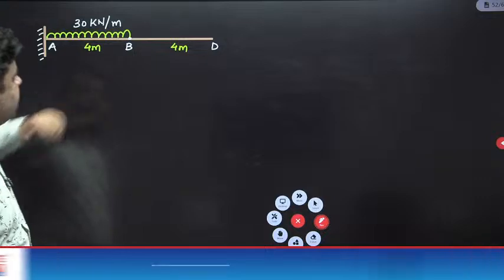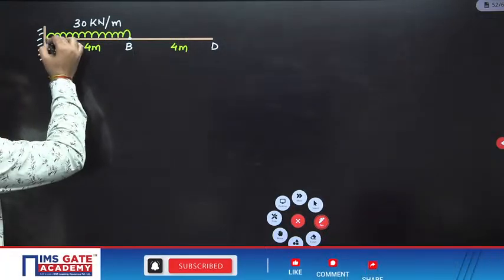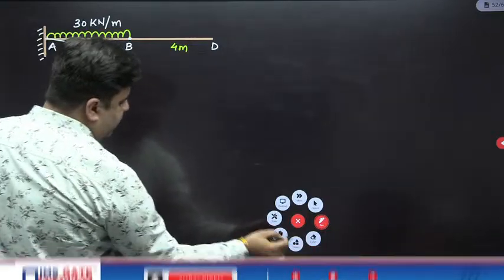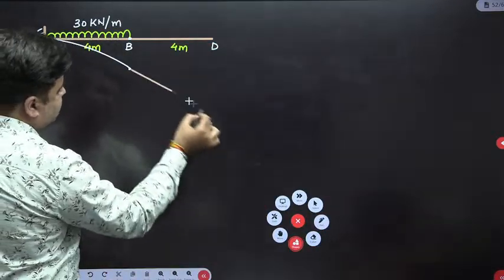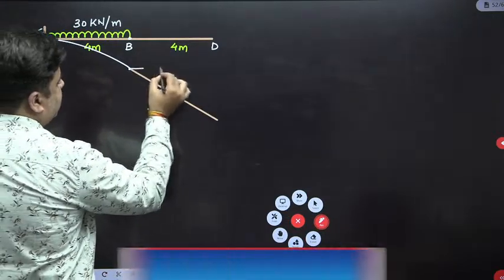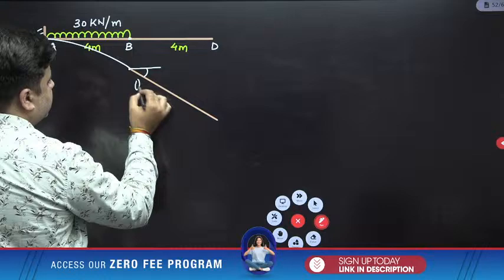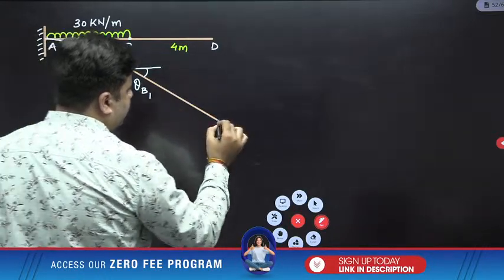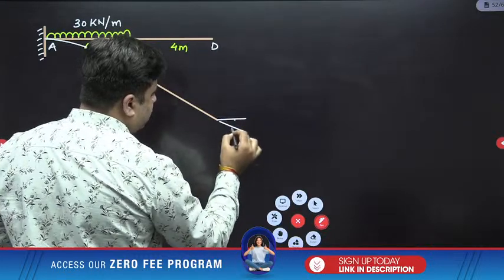So when you draw the deflected shape of the beam, this beam will deflect till point B, and beyond point B it will be a straight line like this. So whatever will be the slope at B, which I will write as theta B1, the same will be the slope here, which is equal to theta D1.